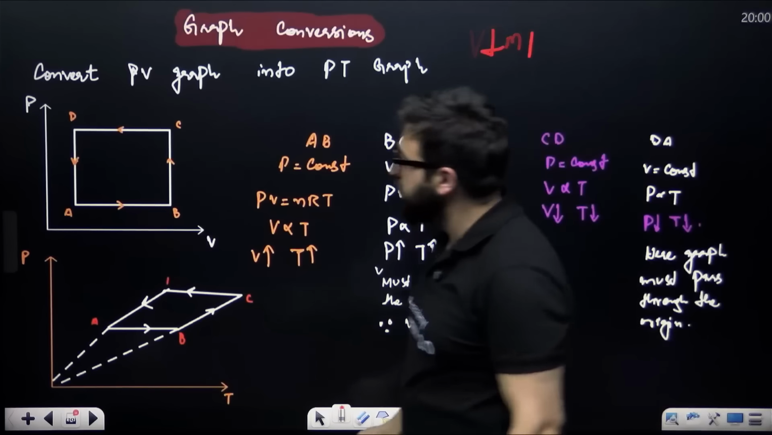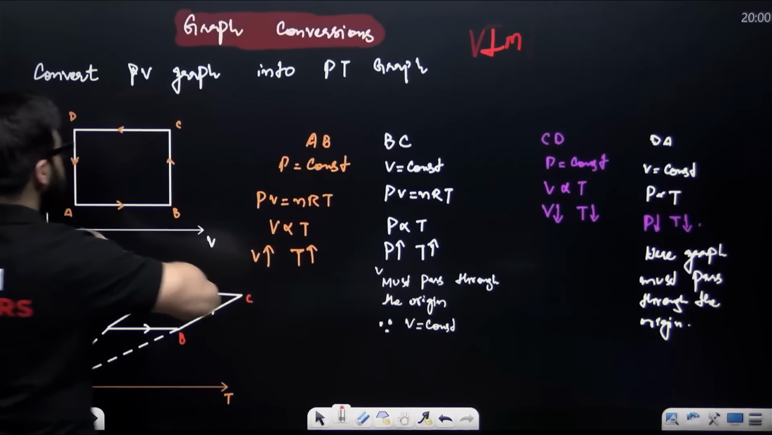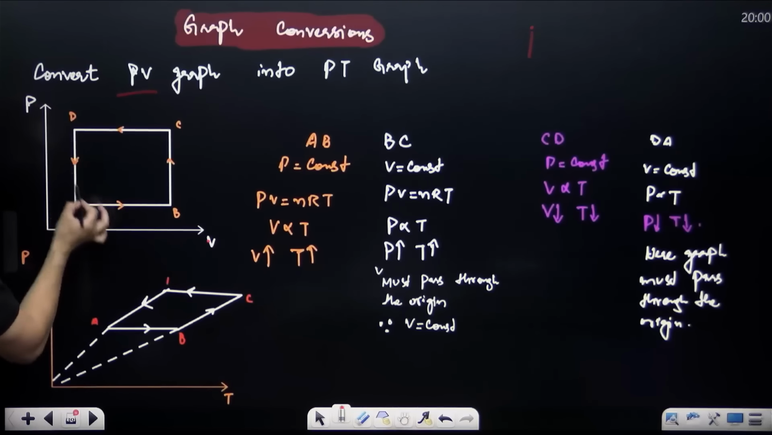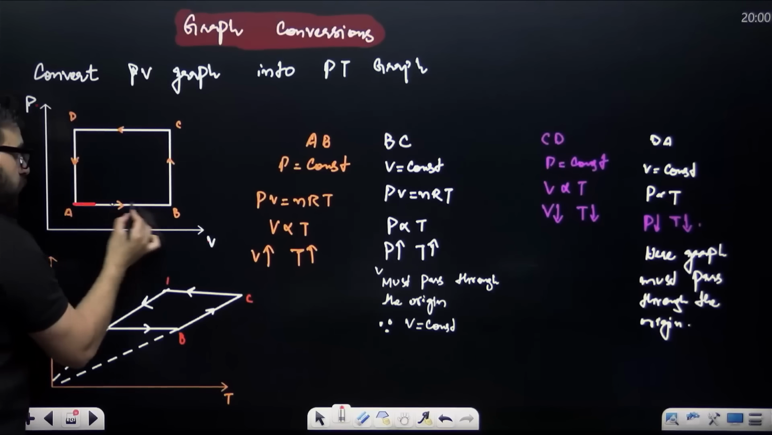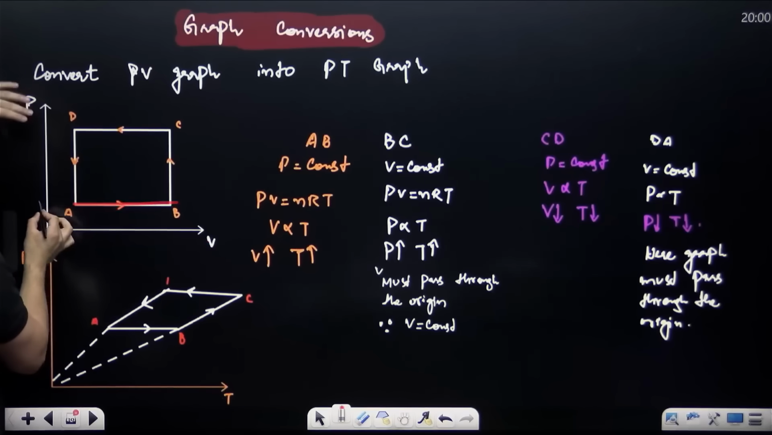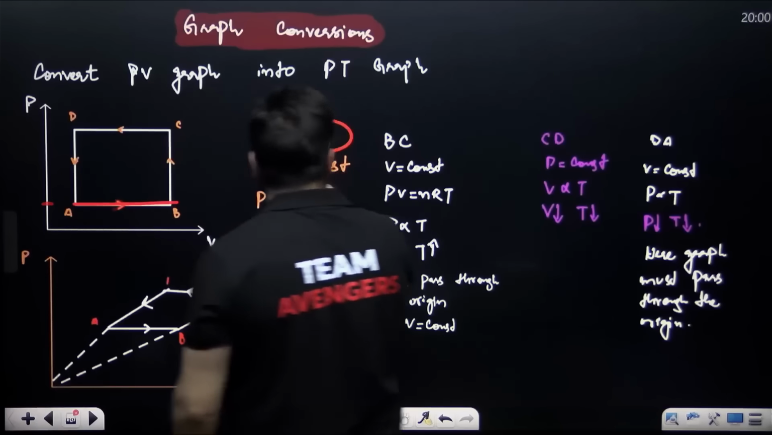Listen to me very carefully. So convert the PV graph into a PT graph. This is the pressure versus volume graph, and you have to convert this to the PT graph. Now guys, if you take a look at this AB, what is constant? Pressure is constant. In AB, pressure is constant.